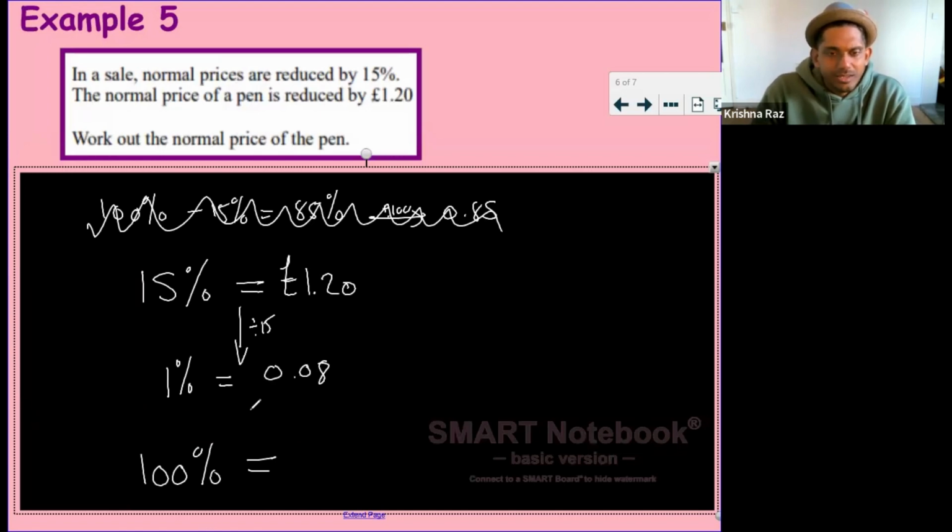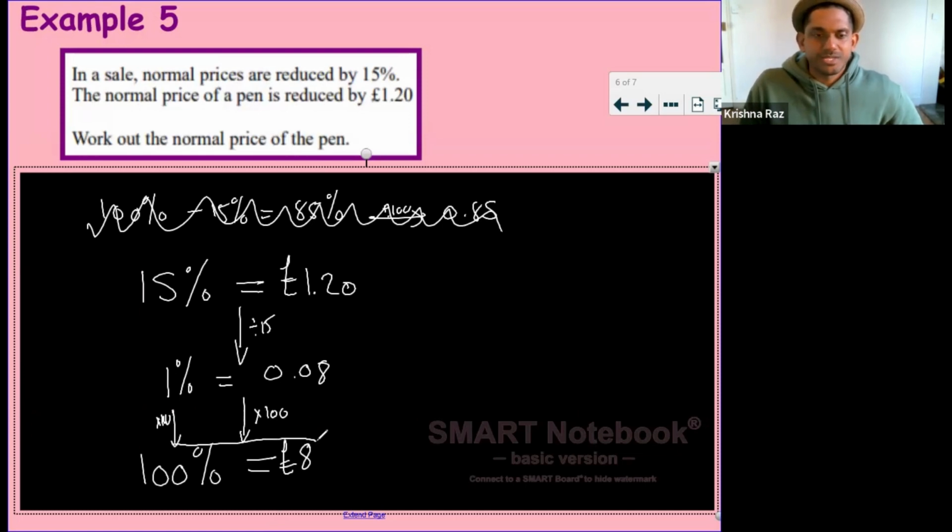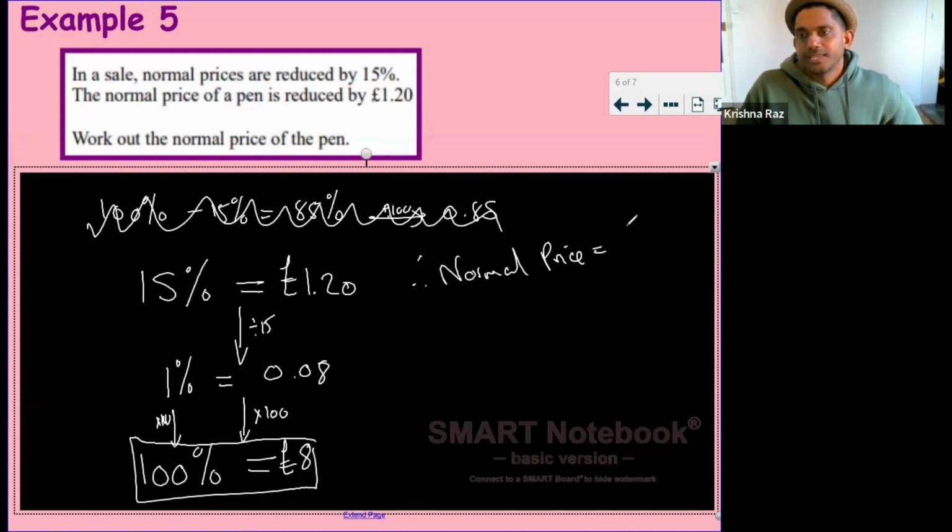Well, what is 8 pence times 100? £8. Yes, so if I times 1% by 100, I get 100%. So in this question, we just needed to figure out what the value of 100% is. Therefore, the normal price is £8. Must be a Parker pen.